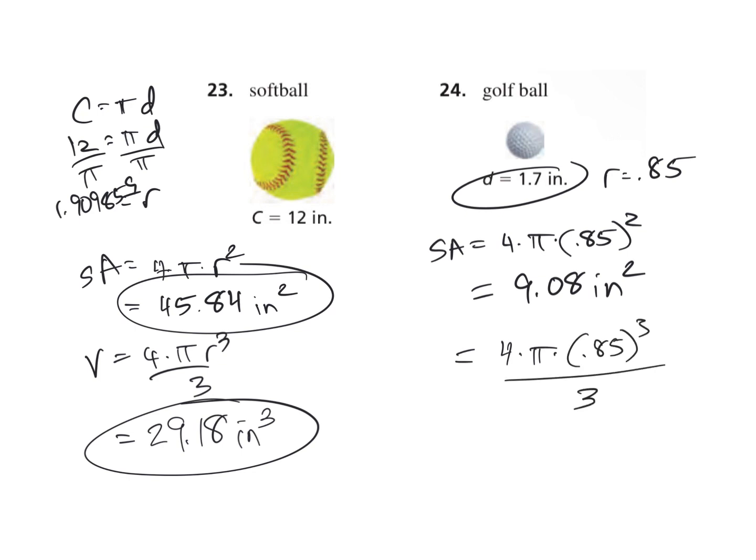And then the volume of a golf ball is 4 times pi times 0.85 cubed divided by 3. So 0.85 cubed. Let's try that again. 0.85 cubed is 0.614125, times pi times 4 divided by 3. And the volume of a golf ball is 2.57 cubic inches. And that's it. We're all done.